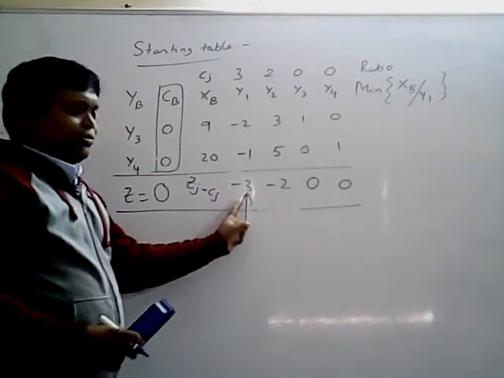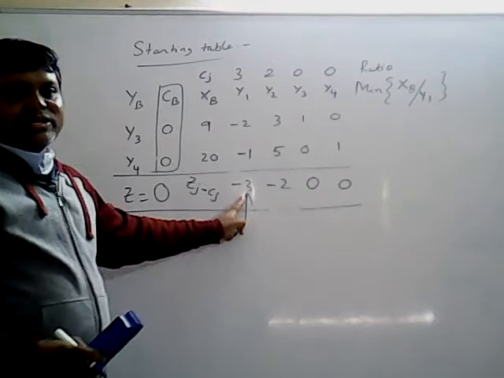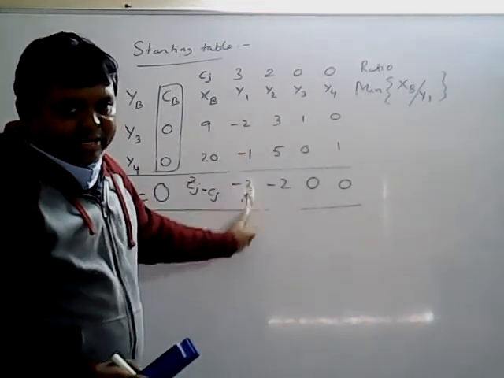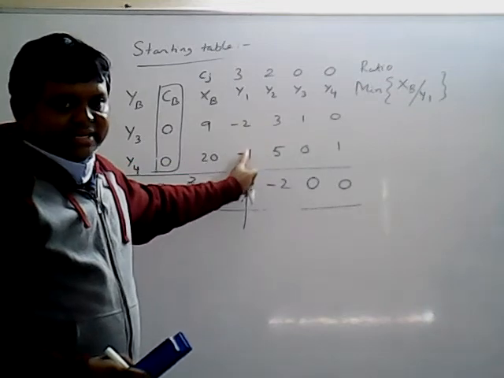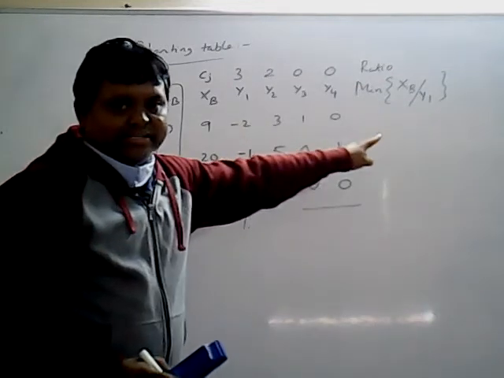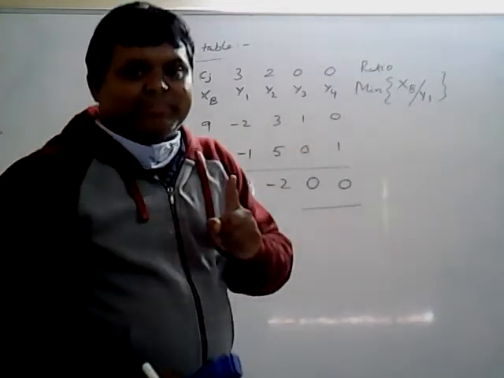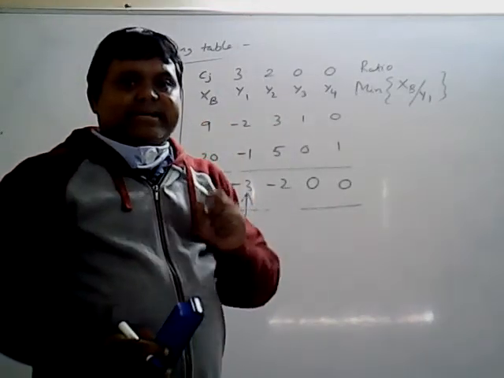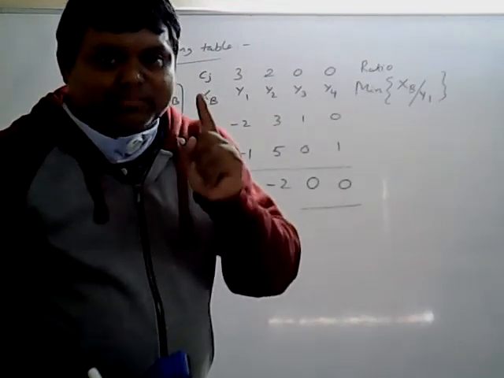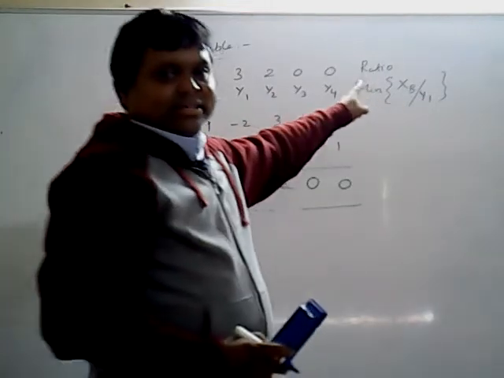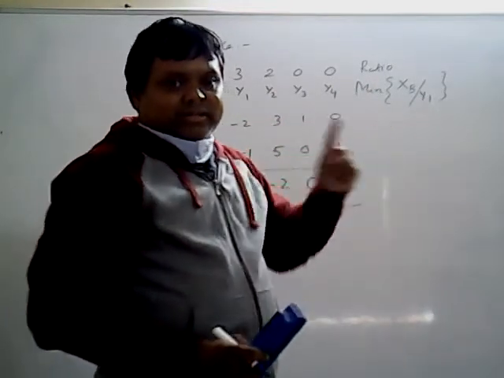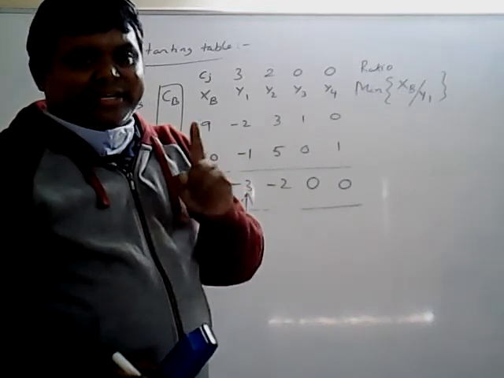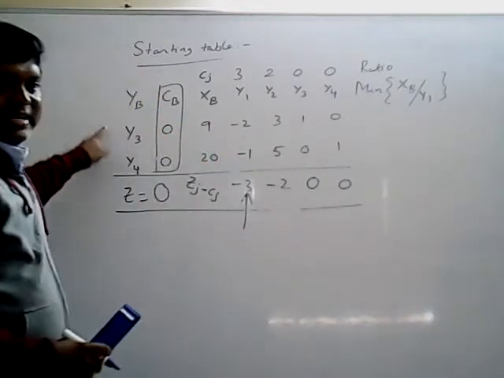But the condition is, in your entering column, if 0 is there or a negative number is there, don't consider the ratios. The entering column is this one. Only positive numbers' ratios are required. And what is the meaning of that? I have told you at least one positive is required for the deleting vector. If you have one positive value, then only the ratio exists. If the ratio exists, then only you can delete a variable.